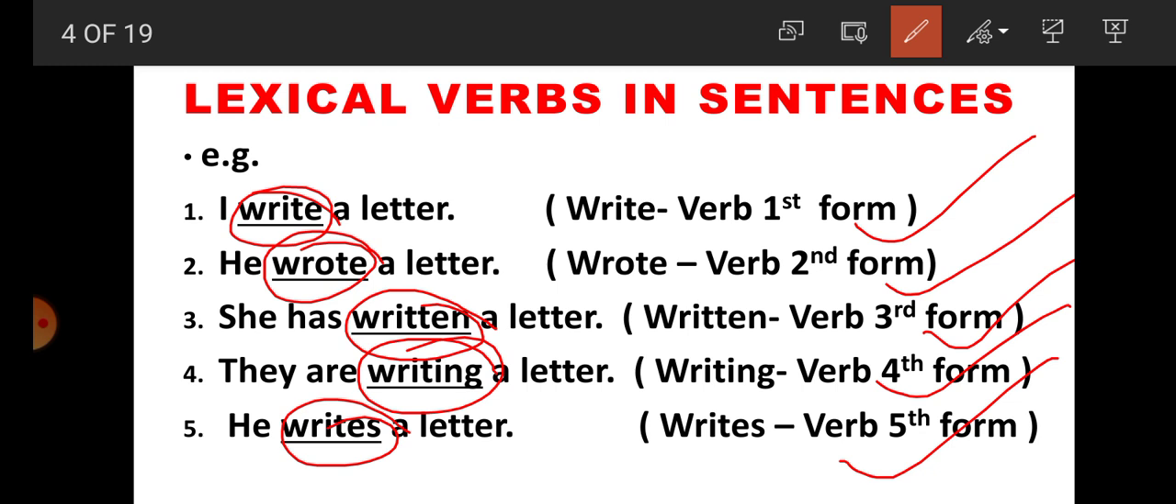Verb fifth form. So here student, lexical verb in the sentences is clear: write is the V1, and the verb write has how many forms? 5 forms. Verb first form, write; second form, wrote; third form, written; fourth form, writing; and fifth form, writes. So this is clear here student, what is lexical verb? Lexical verbs are the main verb, and here write, wrote, written, writing and writes play the role of main verb in the sentence.